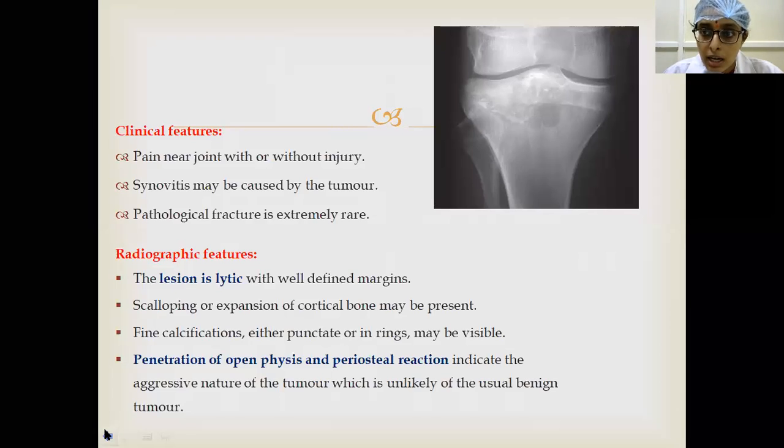It is a lytic lesion with well-defined margins, usually seen in the epiphyseal region. Fine calcifications may be seen. Sometimes slight scalloping or expansion of the cortical bone may be present. But usually it doesn't breach the physis, and periosteal reaction is also not seen. But if they are seen, it indicates the aggressive nature of the tumor.